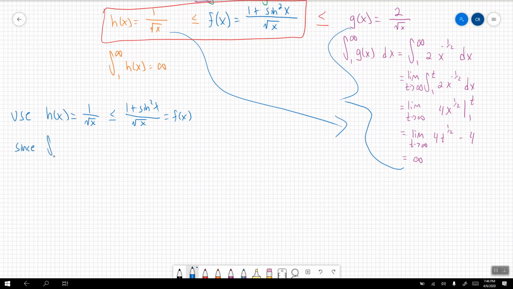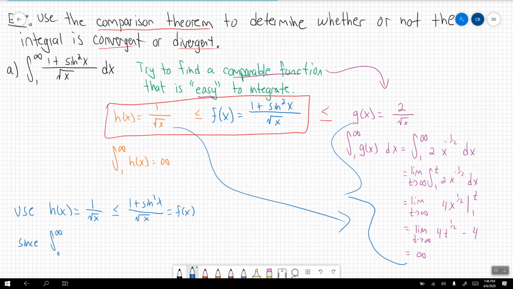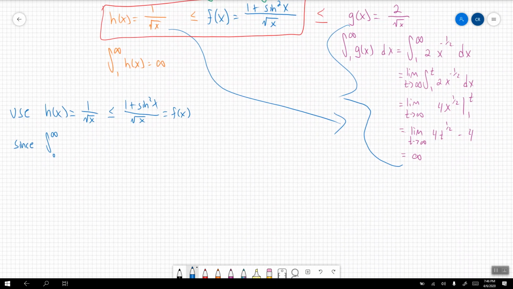Since the integral from 1 to infinity, sorry, my apologies, the integral from 1 to infinity of 1 over the square root of x dx diverges, so does the integral from 1 to infinity of 1 plus sine squared of x over square root of x dx. There we are. That's it. That's all we got to say.